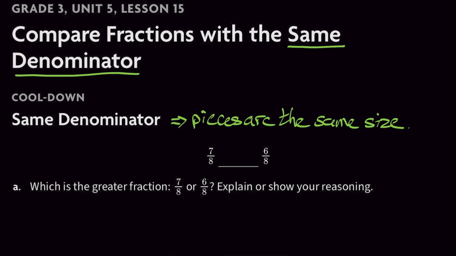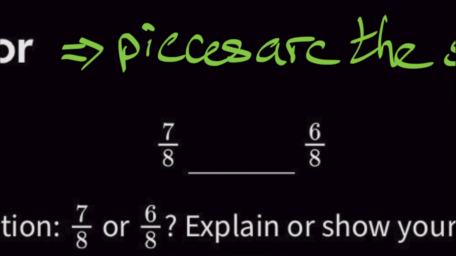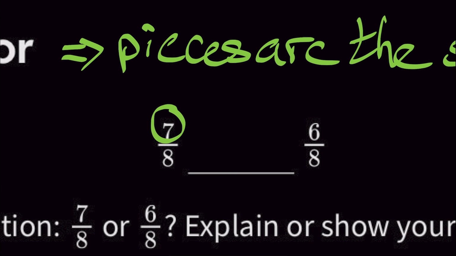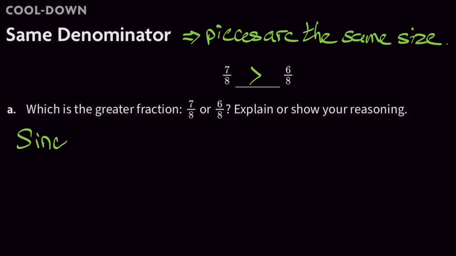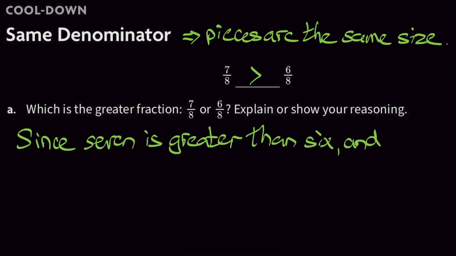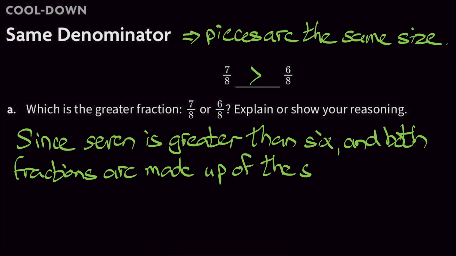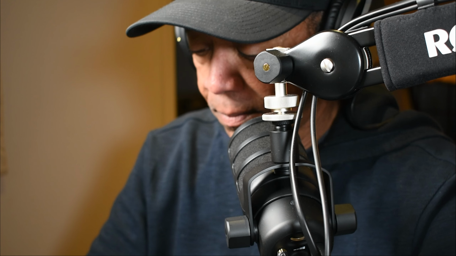Well, if the first fraction has 7 pieces and the second one has 6 pieces, it's not too difficult to tell that 7/8 is 1/8 more and definitely greater than 6/8. So they want us to say which of the two is greater and explain or show our reasoning. Well, since 7 is greater than 6 and both fractions are made up of the same size pieces, 7/8 is greater than 6/8.